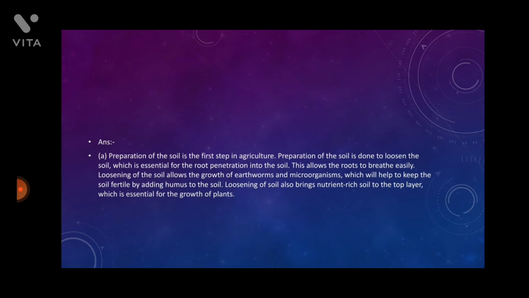Loosening of soil allows the growth of earthworms and microorganisms, which will help to keep the soil fertile by adding humus to the soil. Loosening of soil also brings nutrient-rich soil to the top layer, which is essential for growth of plants.